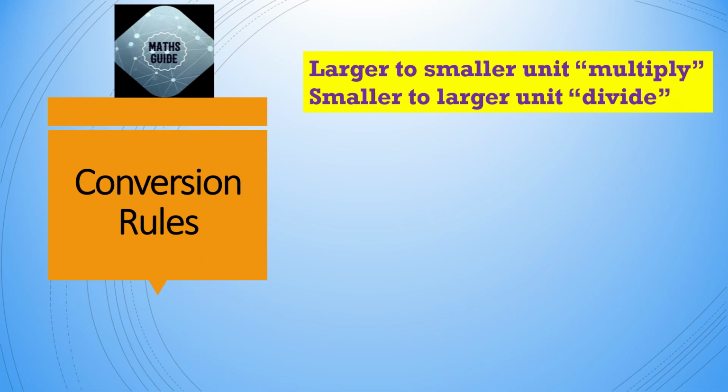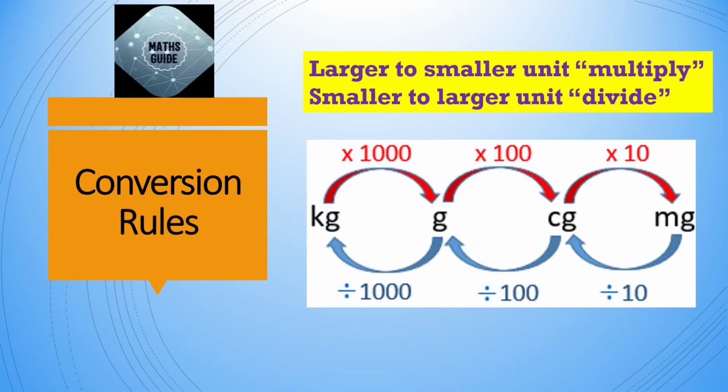Just like in my previous video, we learned how to convert the units of length from one unit to another unit, the rules are the same. From larger to smaller unit, we will multiply, and from smaller to larger unit, we will divide. So 1 kilogram has 1000 grams and 1 gram has 1000 milligrams. So to convert from kilogram to gram, we will multiply by 1000, and to convert from grams to milligrams, we again multiply by 1000.